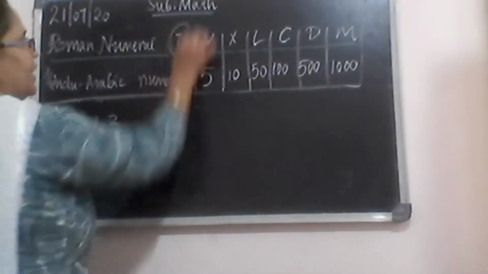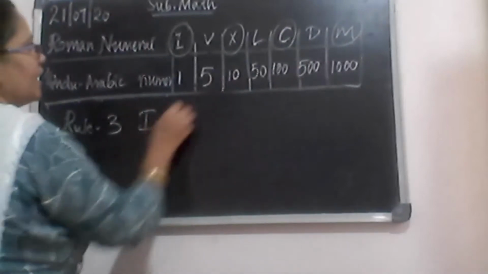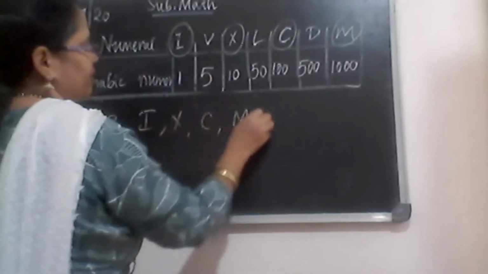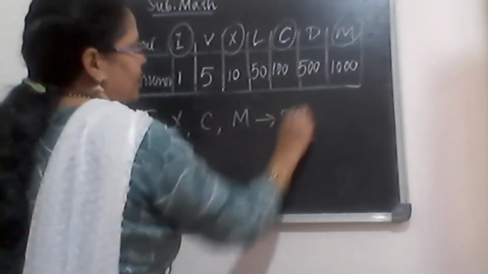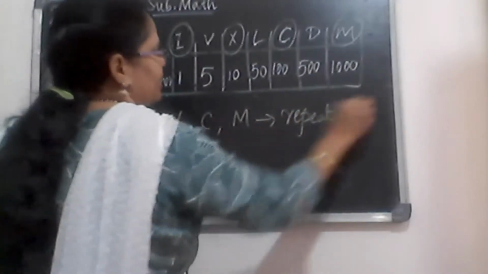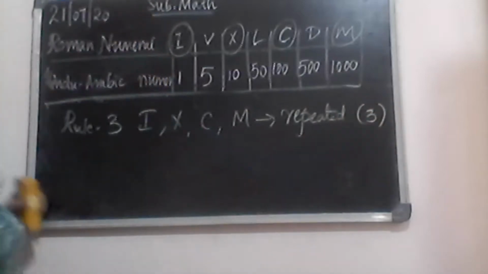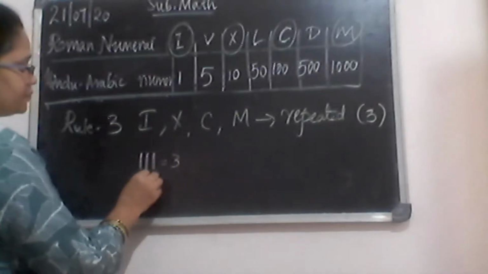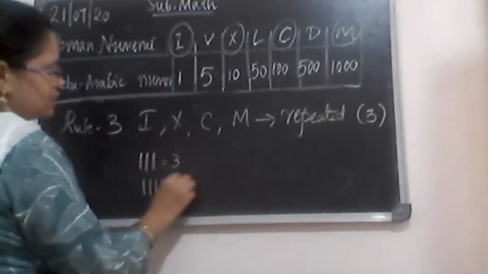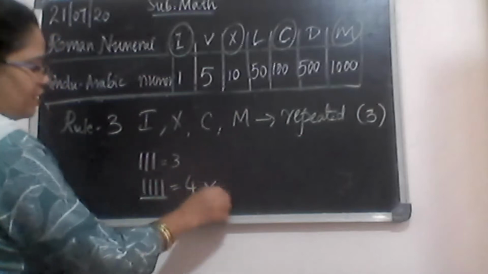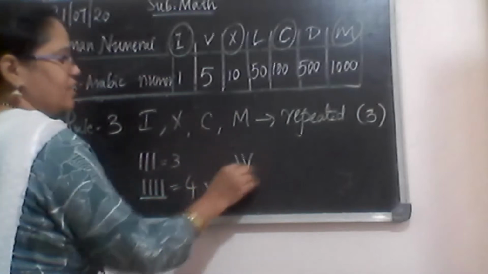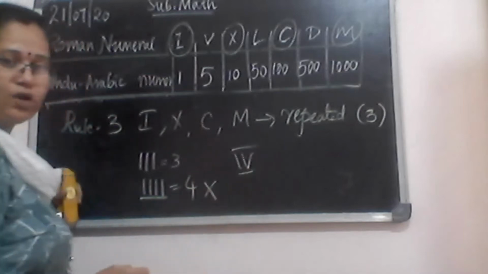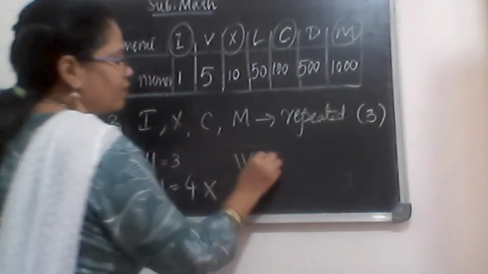Now we will understand rule number 3. I, X, C, M can be repeated a maximum of 3 times. We can't repeat 4 times. If I write III, it is 3. For writing 4, we don't write it like this. This is not the way. We have IV. As we learned in rule number 1, IV stands for 4.